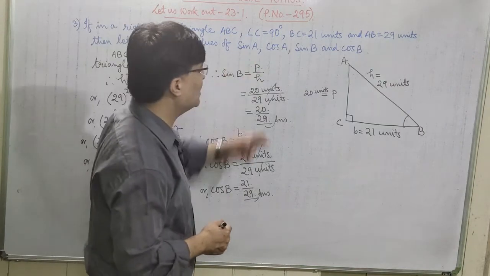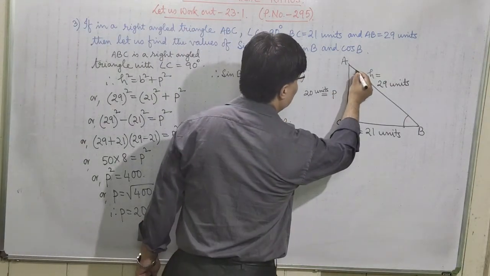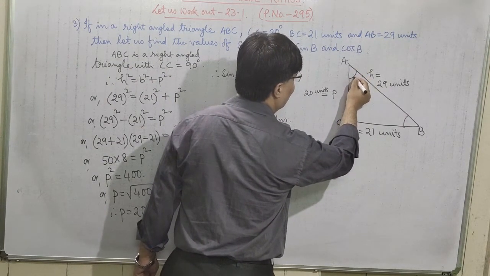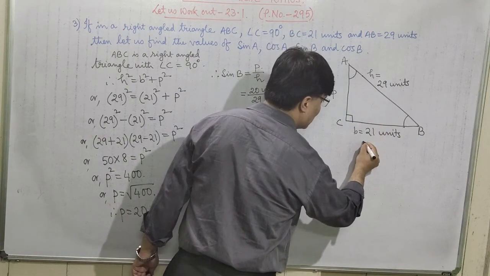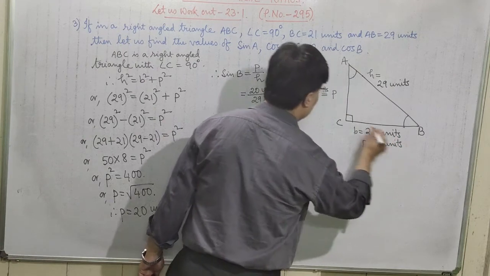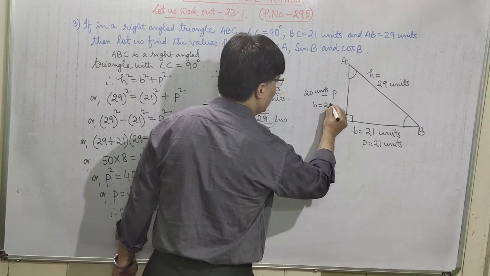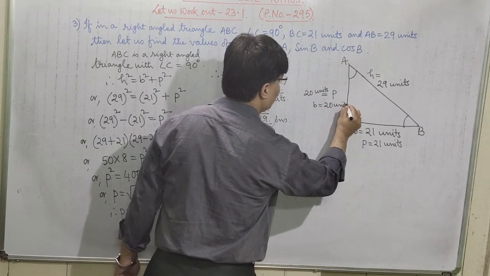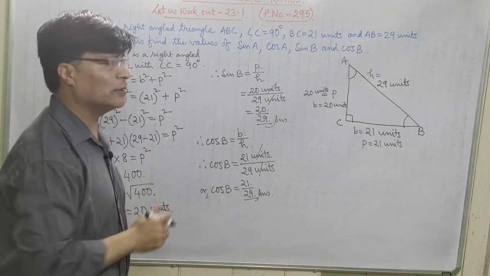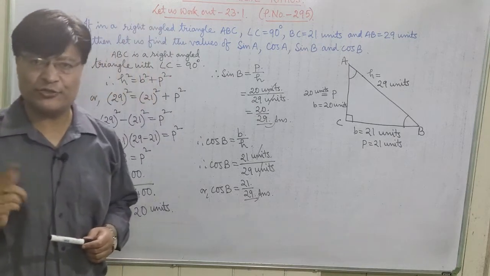Now sine A means you have to consider angle A. If this angle A is considered, the side opposite to this angle A will be BC. This will be the perpendicular. P is equal to 21 units. Is that clear? And this other side will be the base. Base B is equal to 20 units. And the hypotenuse is the same, that is 29 units. The longest side remains the same.